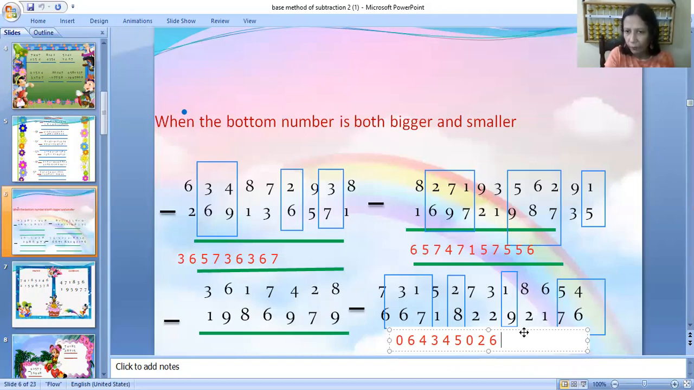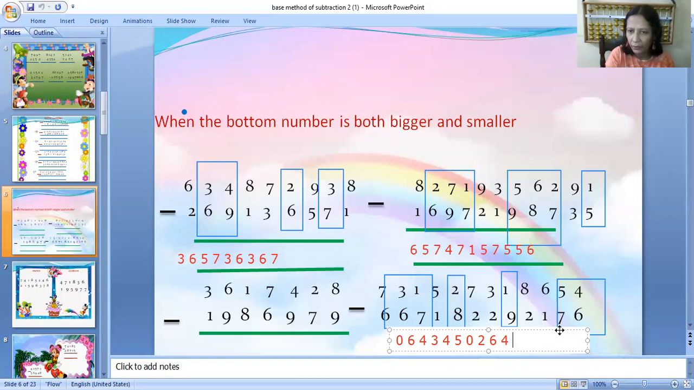But will you write 5 here? No. You will not write 5 here. Why? Because you will look at the next pair. You need borrowing in the next pair. So now you will think what comes before 5. 4 comes before 5. Okay. Move to the next pair. Now you need the borrowing here.